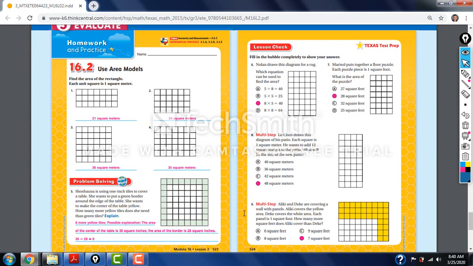And this homework is pretty self-explanatory here. Length times width. Length times width for both 1 and 4. So just count your squares, count your length, count your width, multiply.